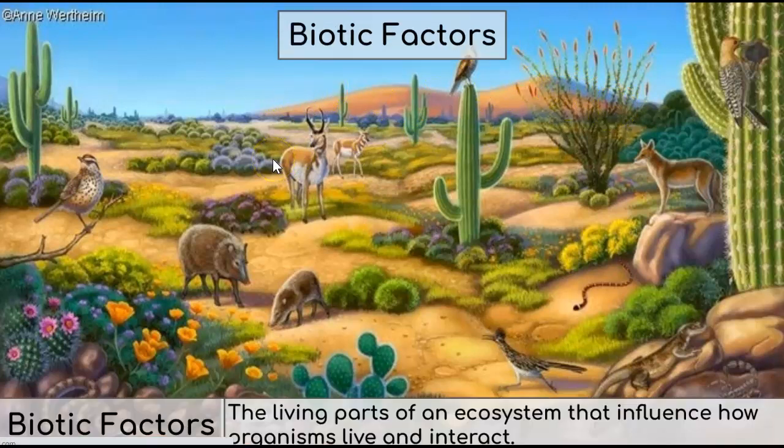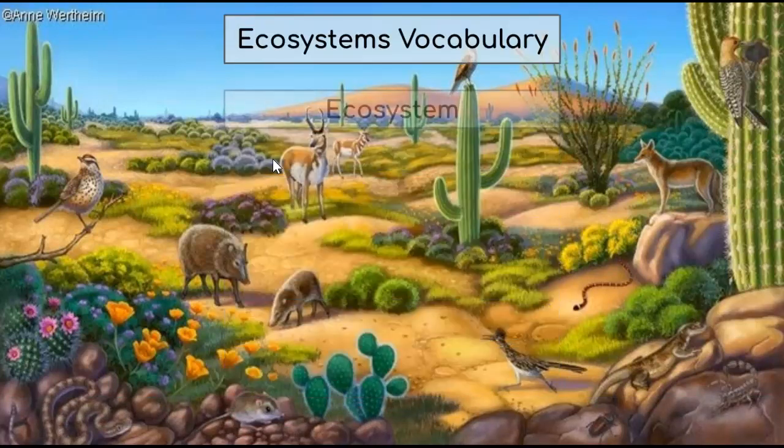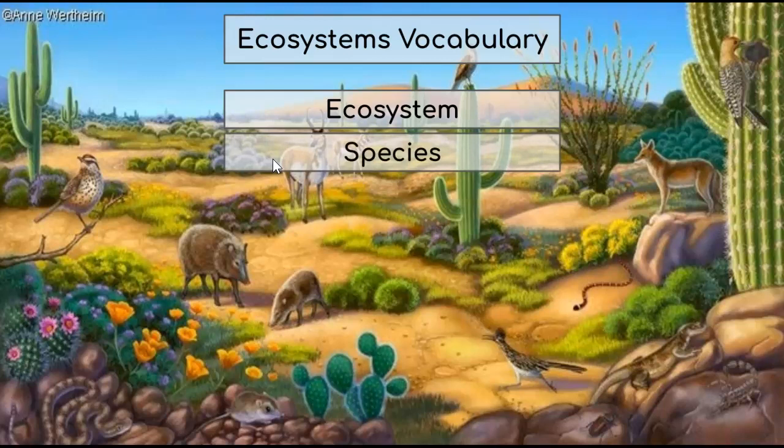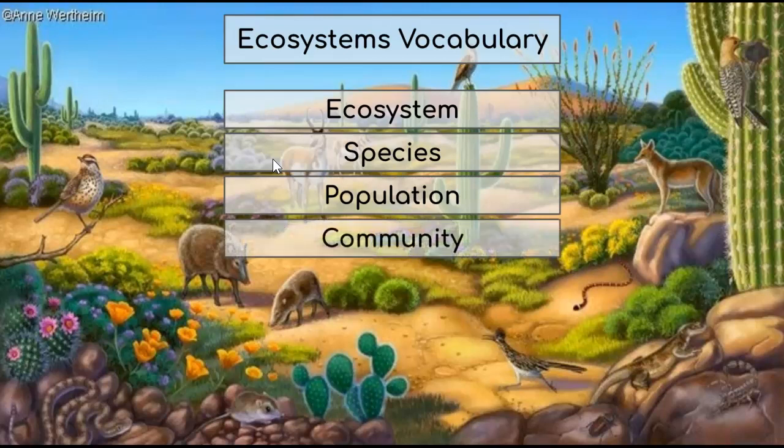So to recap all of these words we looked at: ecosystem, and that would be the environment and all the creatures that live together. The species is the individual organism, like the javelina or the coyote or the woodpecker. A population is the number of all of those organisms of the same species. So you might have 50 javelina and 500 mice and 2 coyotes. So that would be the population. The community is all of those populations of organisms that live together in one ecosystem.